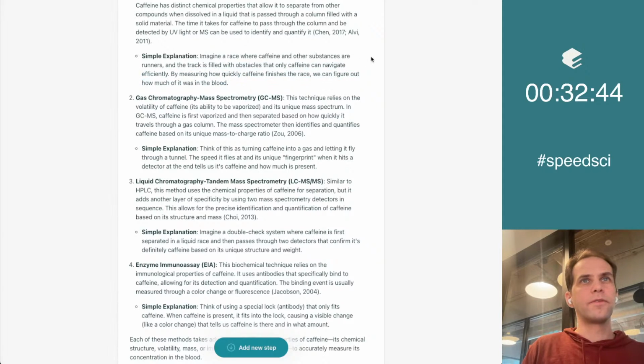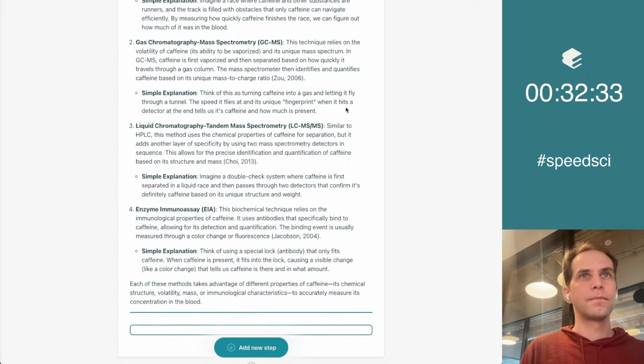To race where caffeine and other substances are runners, and the track is full of obstacles. By measuring how quickly caffeine finishes the race, we can figure out how much of it was in the blood. Think of it as turning caffeine into a gas and letting it fly through a tunnel. The speed it flies at, its unique fingerprint, tells us it's caffeine.